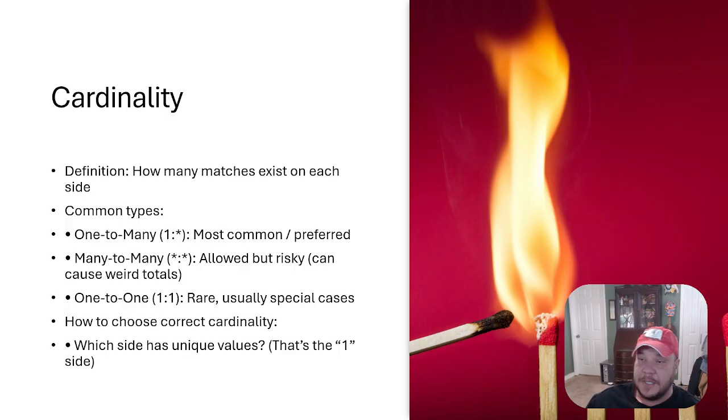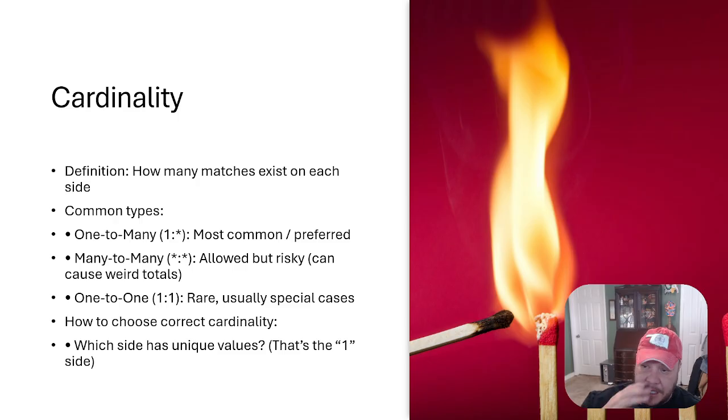Now, once we got the relationships, we have to get into cardinality. Cardinality is the part that causes most of the confusion in students. Cardinality is how the rows match up. We have some relationships here, a one-to-one, a one-to-many, a many-to-many. Now, a one-to-many is the best and most common.